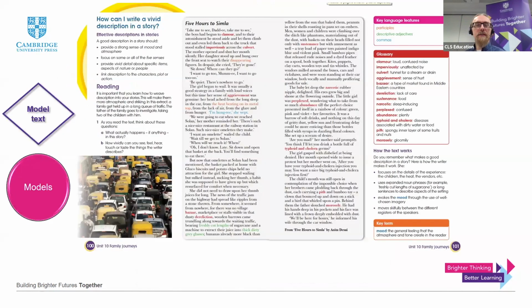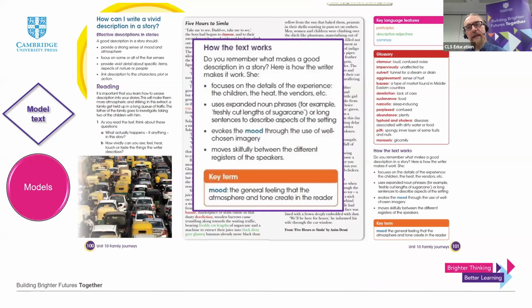So look at one more model story. What we do here is ask them to focus on different aspects of the text, so we can compare the text to a different kind of story. The question here is, what makes a good description in a story?